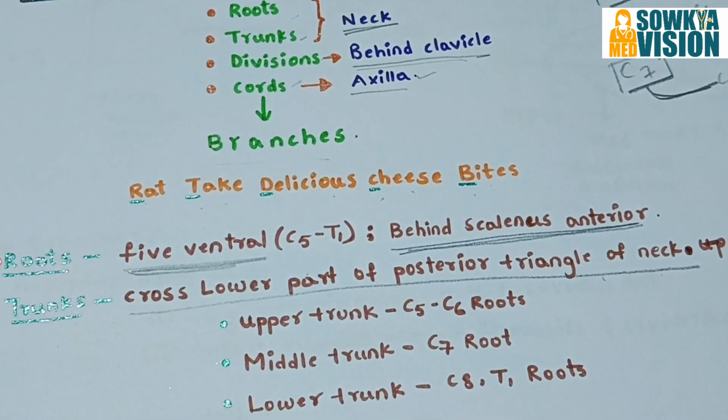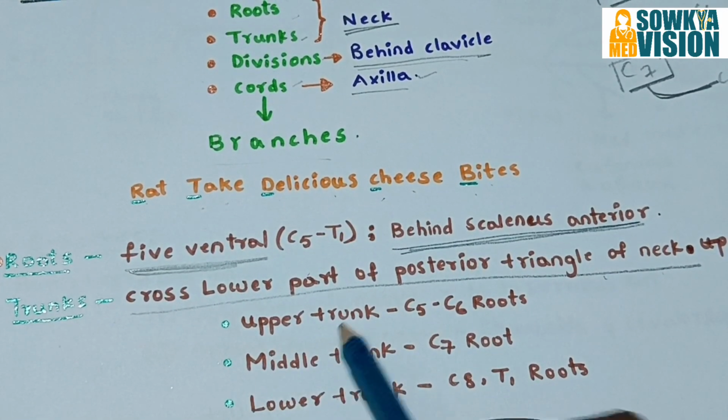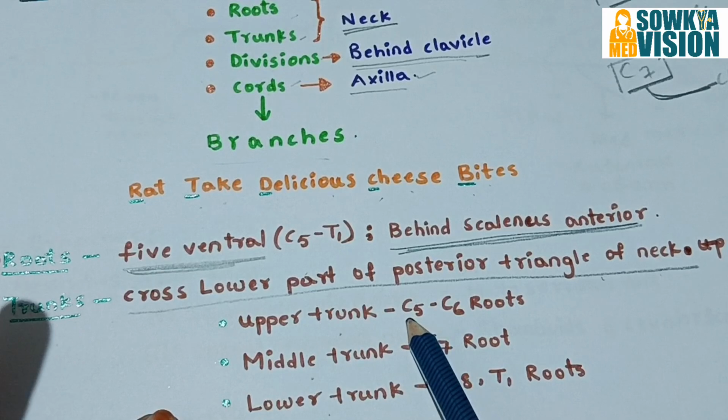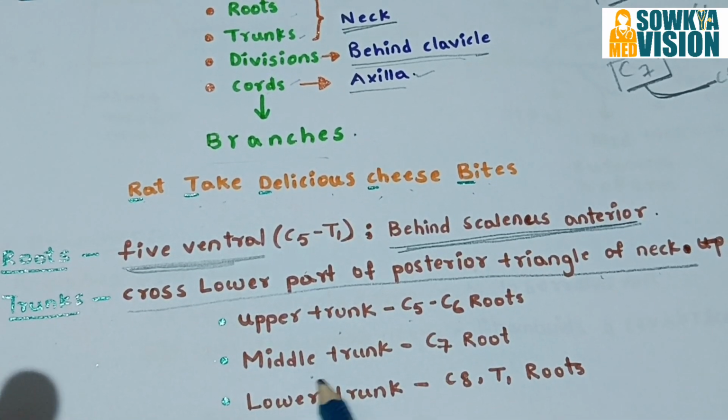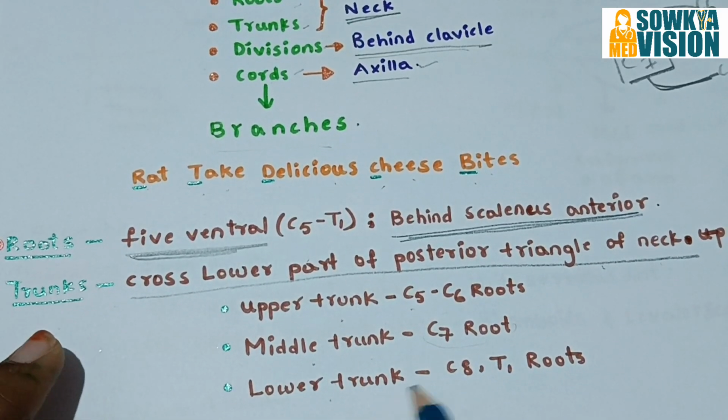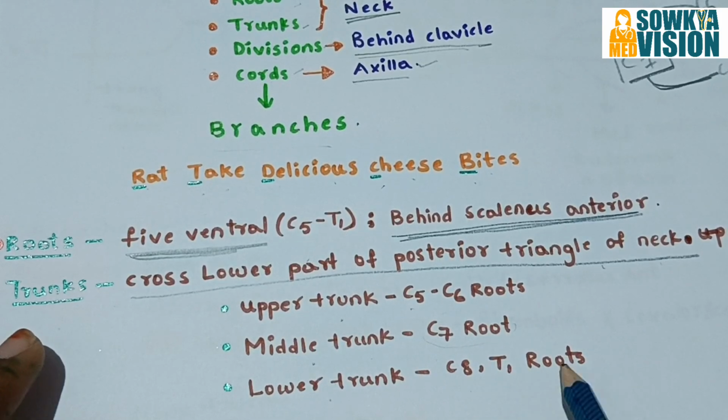So what are the trunks? The trunks are upper trunk, middle trunk, lower trunk. Yes, the upper trunk is formed by C5 and C6. So what are the roots we discussed? C5, C6, C7, C8 and T1. So upper trunk is formed by C5 and C6. Middle trunk is a continuation of C7 root, whereas lower trunk is formed by C8 and T1 roots.